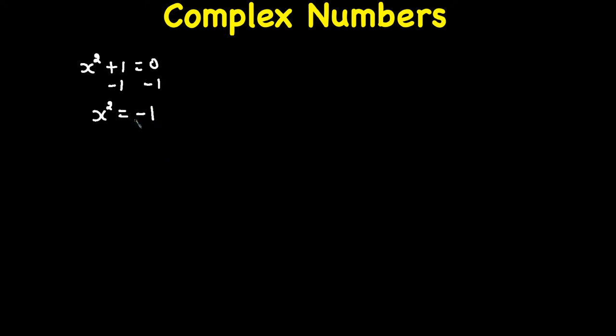Okay, so in this case, if you notice, a square of any number, even if it's a negative, the answer is always positive. For example, if I got -2 and I square it, I'll get +4. If I got -3 and I square it, I'll get +9. But in this case, we are getting a square of a number equal to a negative value. So in this situation, we introduce a concept called imaginary numbers.